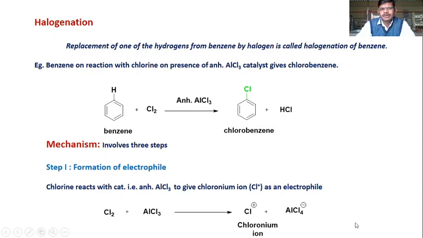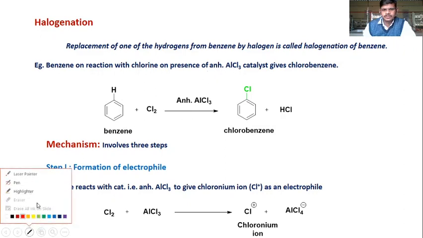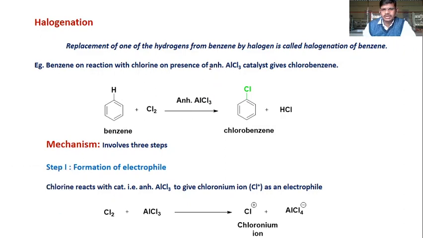Now, the example of halogenation of benzene is benzene on reaction with chlorine in the presence of anhydrous AlCl3. Anhydrous means what? A compound without any water molecule in it. Anhydrous means without water. This AlCl3 acts as a catalyst in this reaction and it gives chlorobenzene.